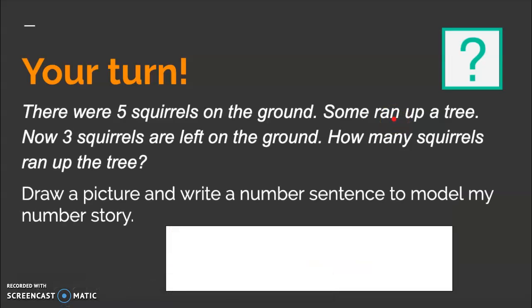It's your turn. Draw a picture and write a number sentence to model my story. Pause. Make sure you have your dry erase board and your dry erase marker in your blue math folder. Now, write a number sentence and draw a picture for 5 squirrels on the ground. 3 squirrels are left. How many ran up the tree? Pause this video, draw a picture, and then write a number sentence. Remember, a number sentence uses numerals, numbers, and signs. Plus sign, the minus sign, the equal sign. You need to figure out which sign you're using. Send me a picture as part of this assignment.